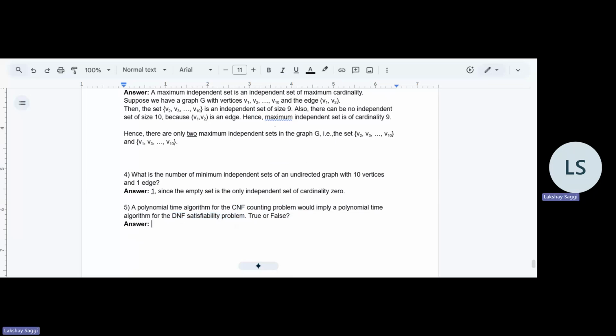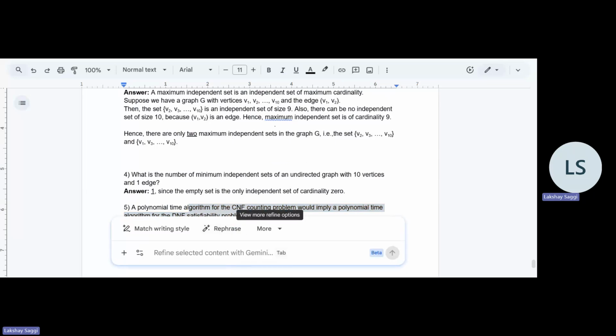So we'll have to think a little bit about it. It's not directly straightforward from the lectures, although the high level idea is also mentioned in the lectures for this. The problem is: a polynomial time algorithm for CNF counting would imply a polynomial time algorithm for DNF satisfiability. Is this true or false?